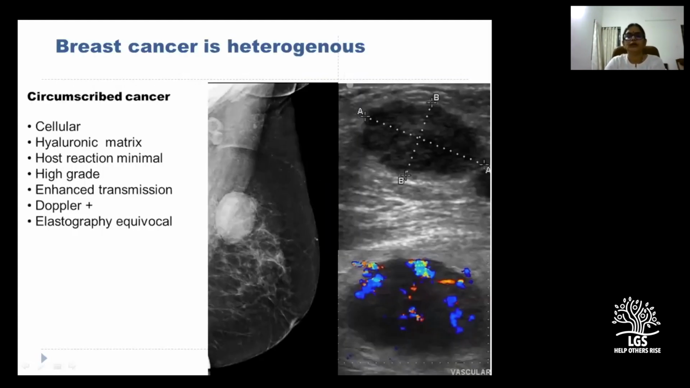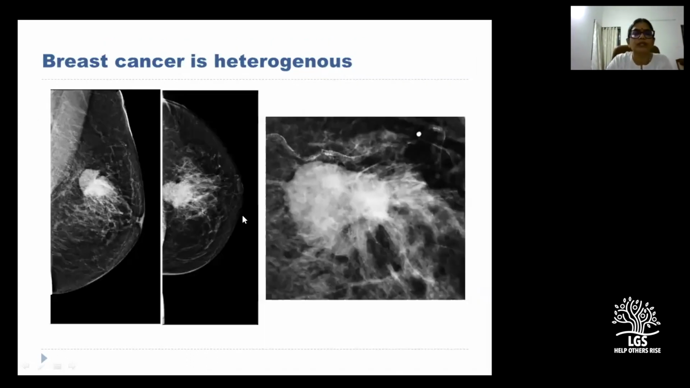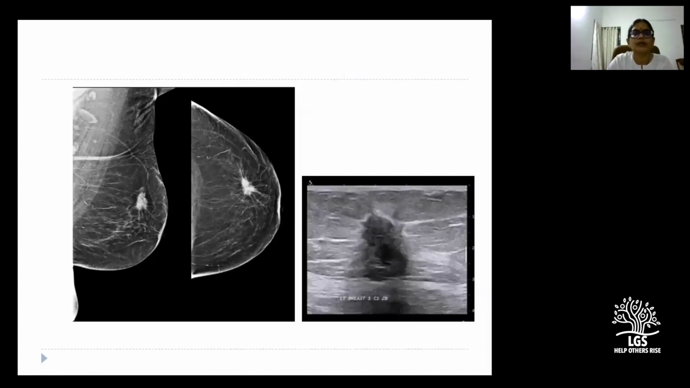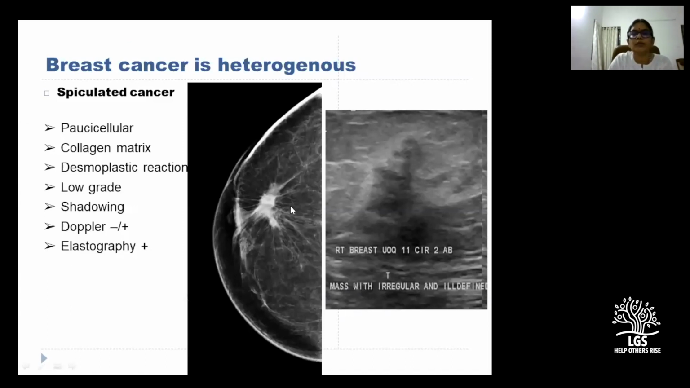Whereas this is a very circumscribed cancer. What I mean is that you see the margin between this and this, the margins are not smooth. There are spicules extending beyond that lesion. In fact, in this mammogram, it's like a breast within breast appearance. So you see one contour here and another contour here.